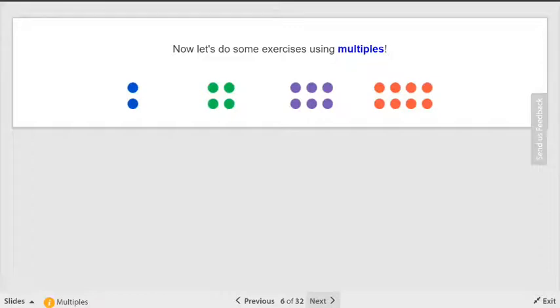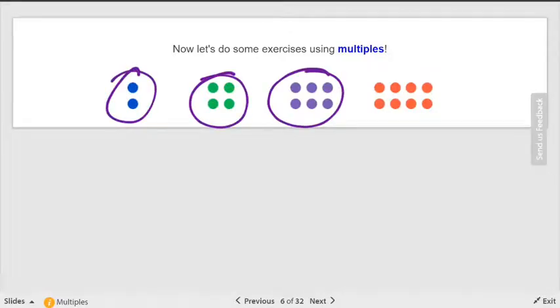Can anybody tell me what the multiples are represented by these dots here? 2. They're multiples of 2. Excellent. 2 times 1 gives you 2. 2 times 2 gives you 4. 2 times 3 gives you 6. Right? One of the skills that you need to be aware of is that you need to be able to see a visual representation and tell me the mathematics. So this is 2 times 1.